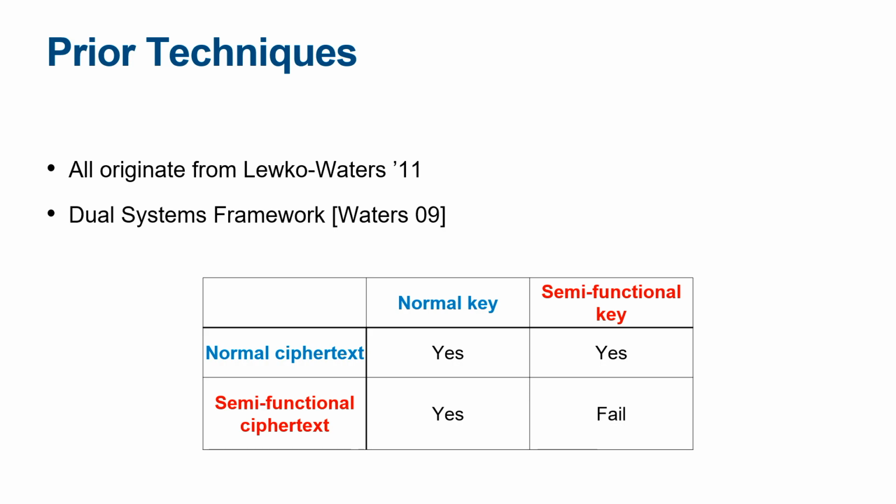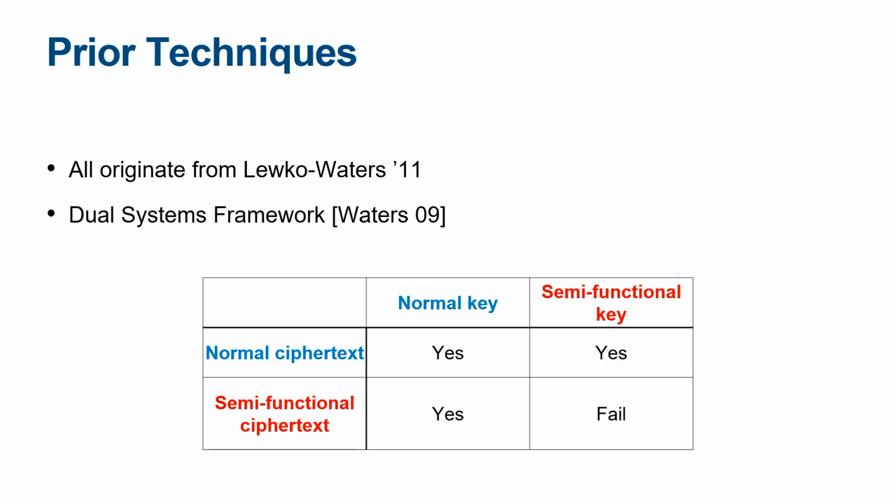Okay, so I'll tell you in two words how dual systems work. The main idea in the dual systems framework is to allow each component in the system to have two modes, a normal mode and a semi-functional mode. The cool thing about these two modes is that they can be mixed and matched, so you can use normal keys with semi-functional ciphertext and vice versa. But once you try to use semi-functional keys with semi-functional ciphertext, the system fails.